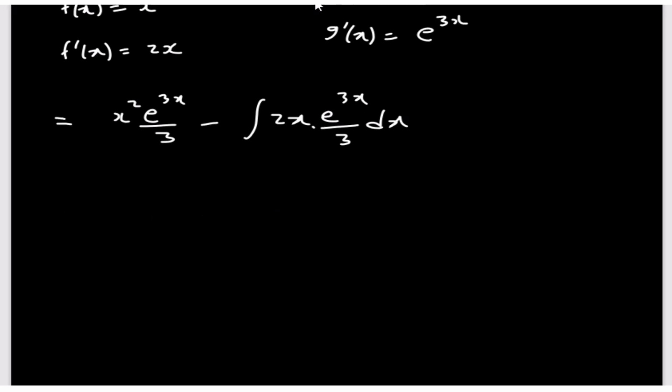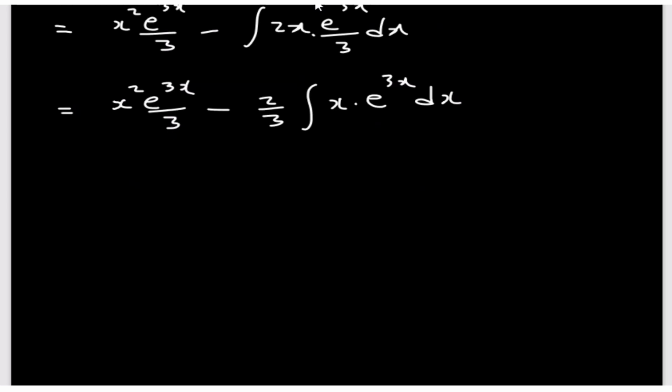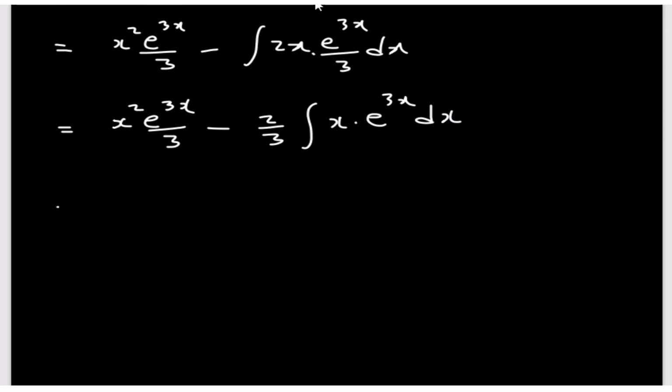Before I integrate by parts, it's up to you. Before I do another integration, I like simplifying things so that I don't get confused. So I will take 2 over 3 outside. Now I have only x and e^(3x) dx. Now I can integrate by parts again. Let's just say f of x here is x, f prime of x is 1.